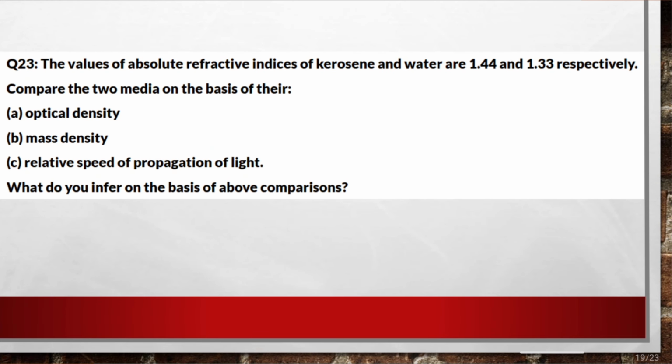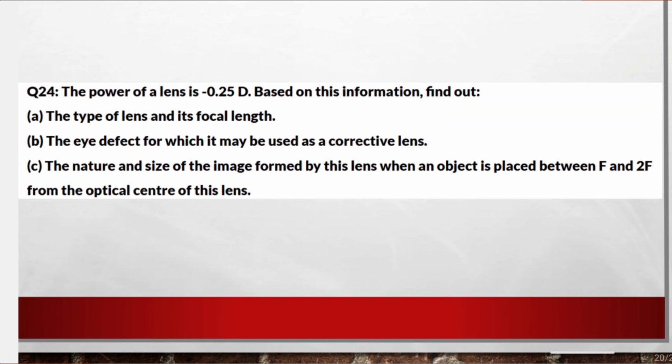You need to choose the correct option. Question 23. The values of absolute refractive index of kerosene and water are 1.44 and 1.33 respectively. Compare the two media on the basis of their optical density, mass density, and relative speed of propagation of light. What do you infer on the basis of the above comparison?